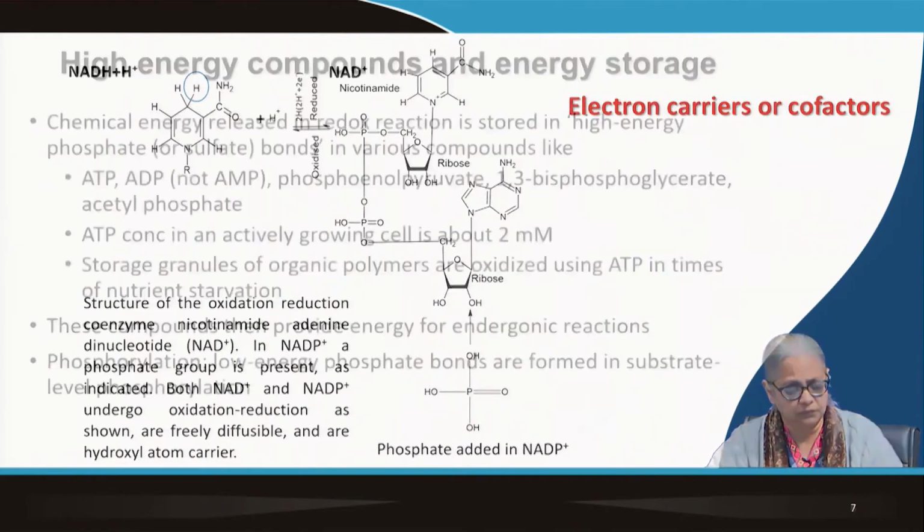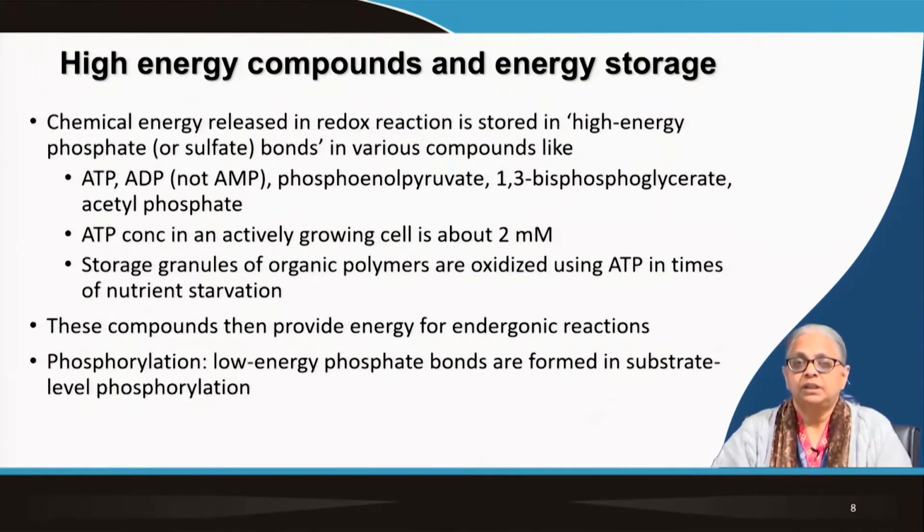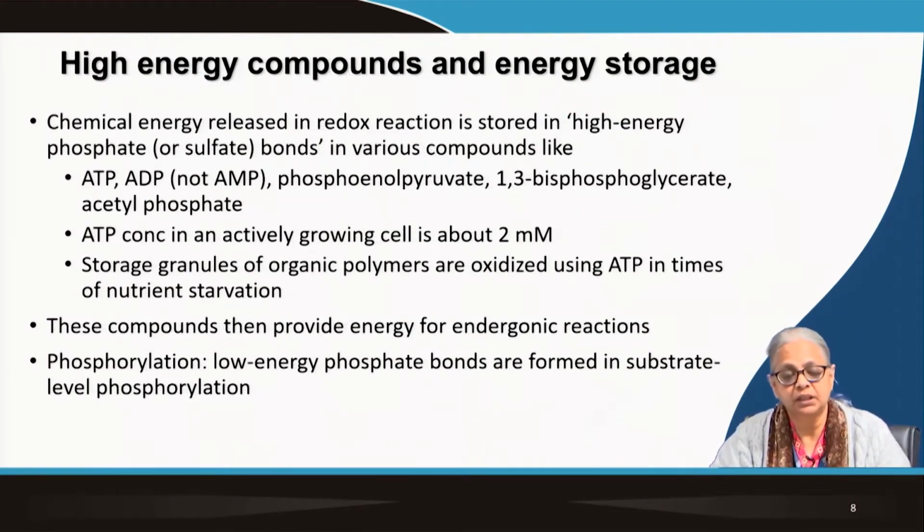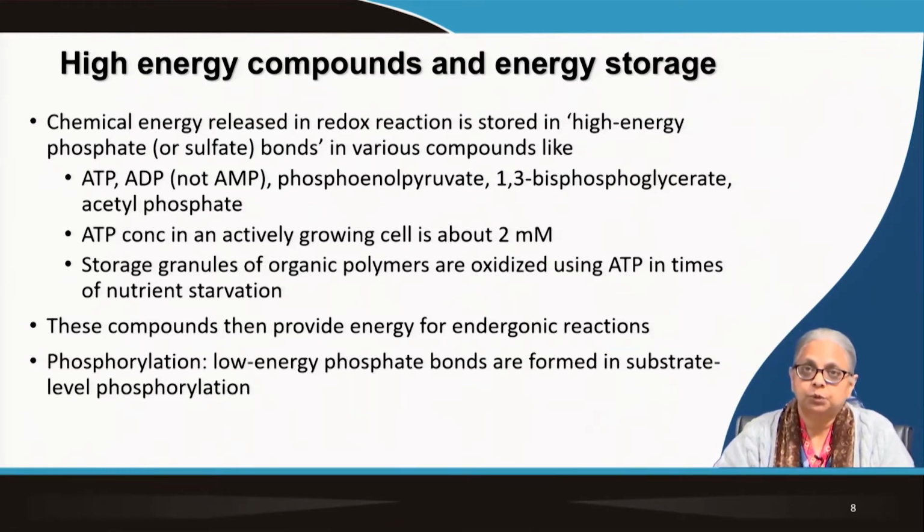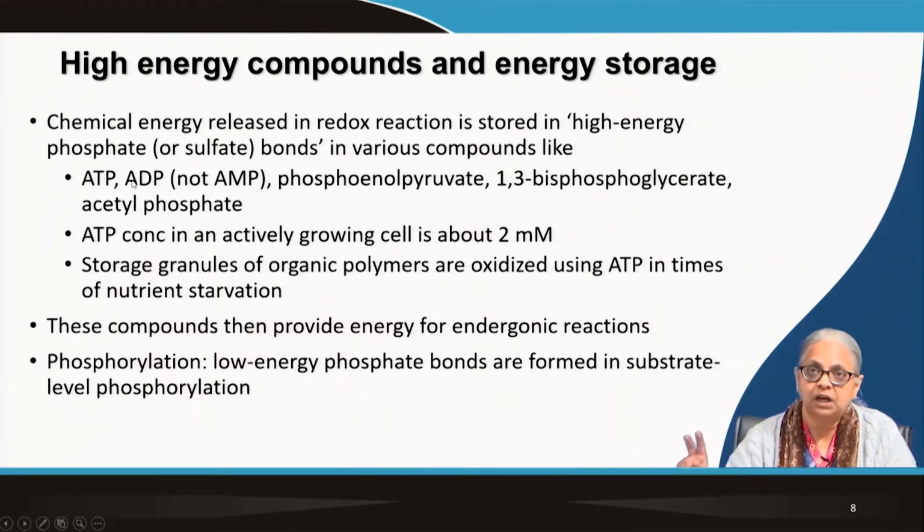So now that we know that we have different carriers for transporting electrons, we also realize that this electron transport process is how energy is going to be generated in the form of ATP. So chemical energy which is released in the redox reactions has to be stored in high energy phosphate, or in some cases in sulfate bonds. So we have ATP and ADP. These are both high energy bonds. AMP on the other hand is a low energy bond.